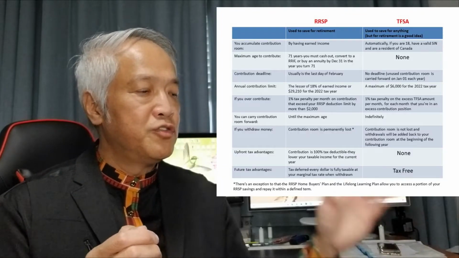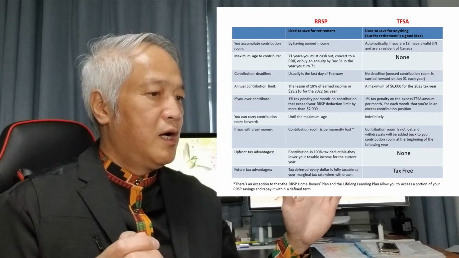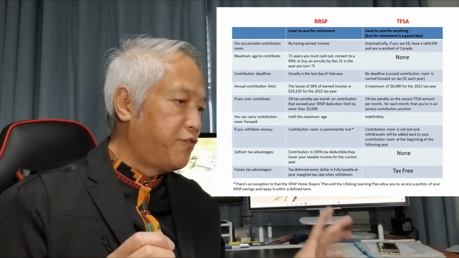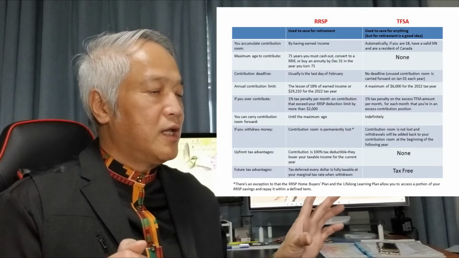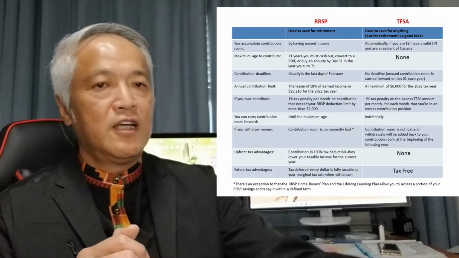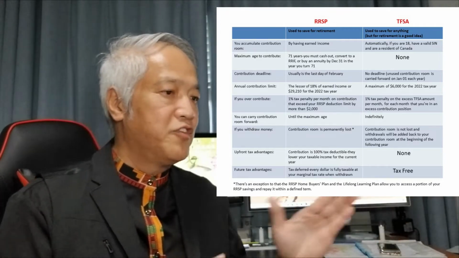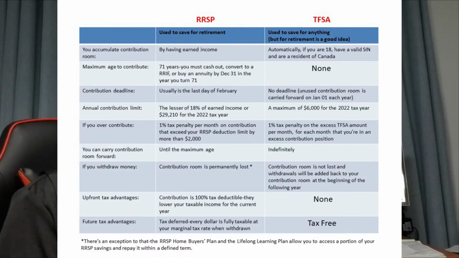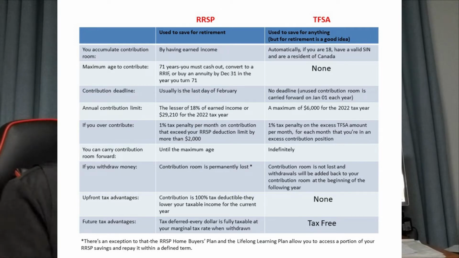Now I'm going to show you this slide. It's going to take a while if you read it through. If you want, you can take a screenshot of my video and see all the differences between RRSP and TFSA right here. Okay, let's go with RRSP first. The purpose of RRSP is to save for retirement. The name RRSP means Registered Retirement Savings Plan, right?